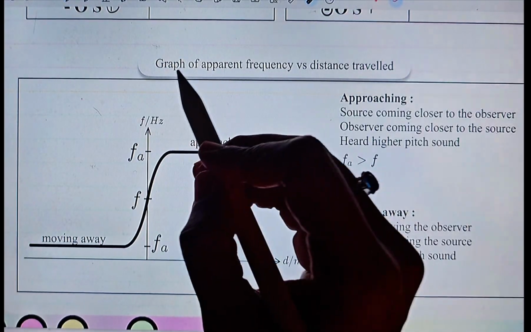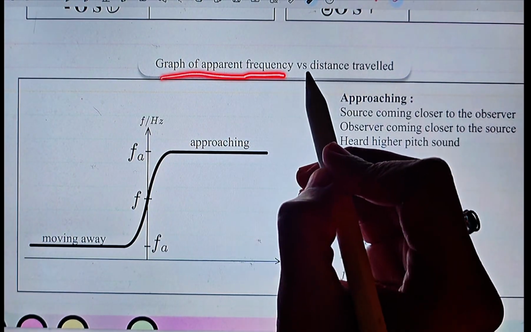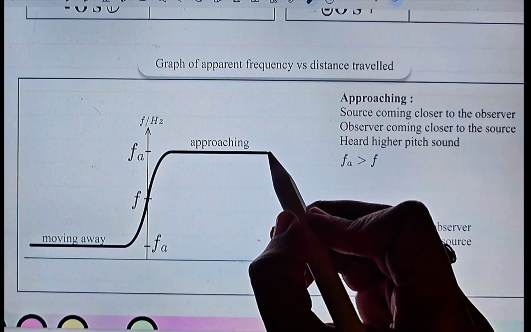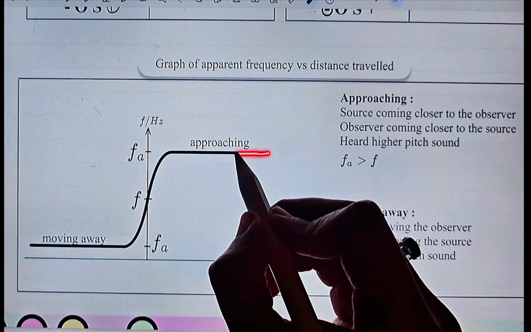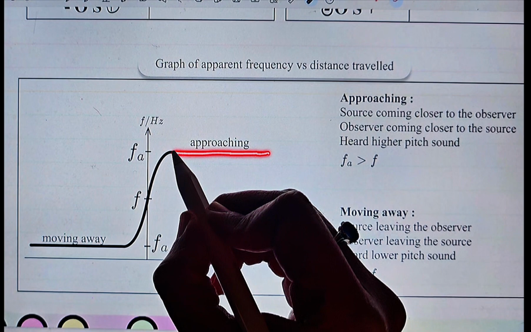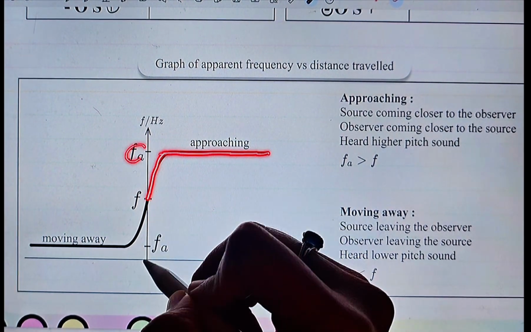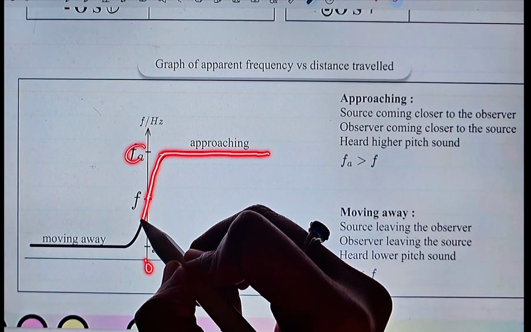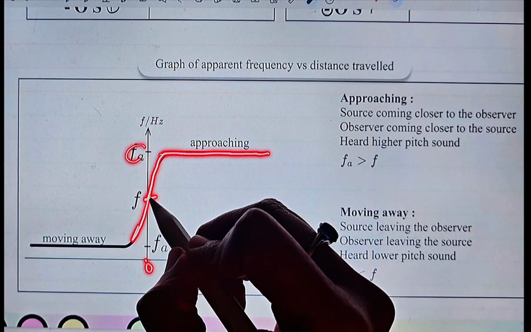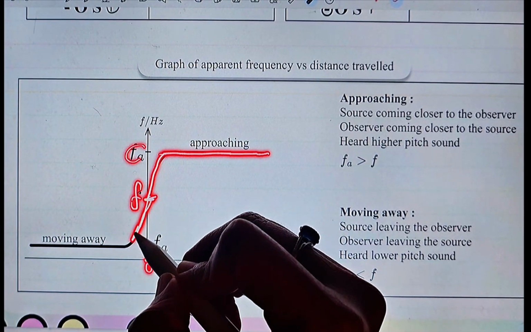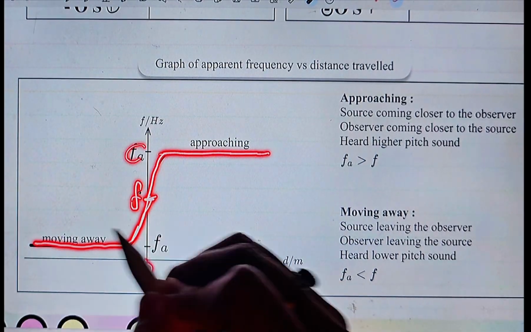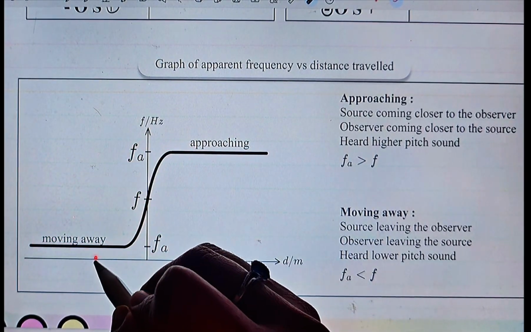So this is just a graph of apparent frequency versus distance travelled. As the source is approaching, we can see the apparent frequency. As it gets closer to the observer, we can hear it at its actual frequency. And then as it moves away, the frequency starts to get lower.